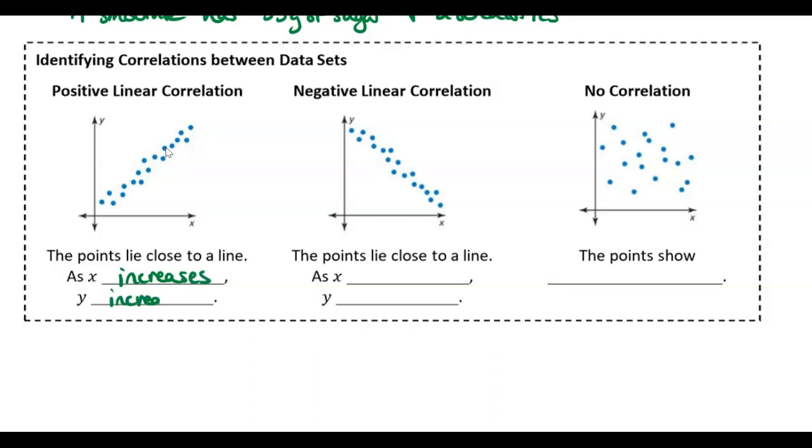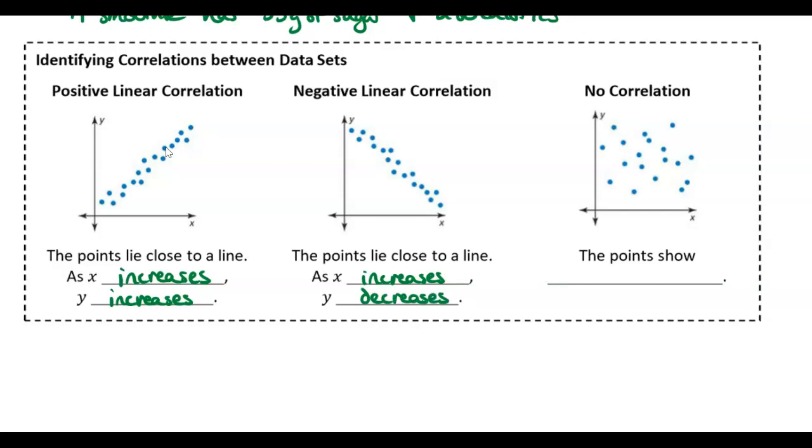And so that has a positive slope. So if you look at this next one, it has a negative slope just because it slants down. And so as X is increasing, the Y values are decreasing. So as you move to the right, the Y values are getting smaller.